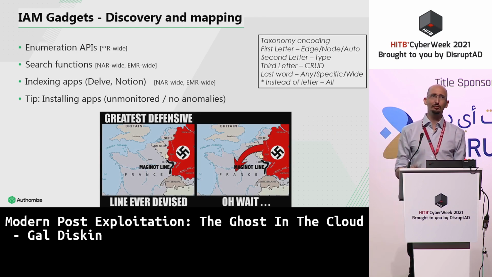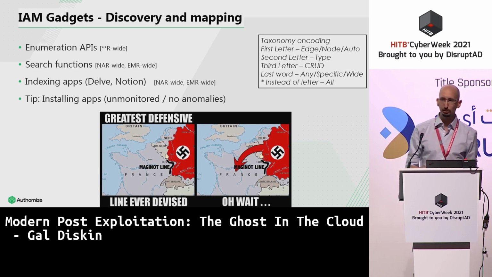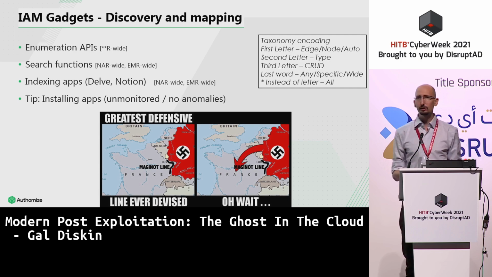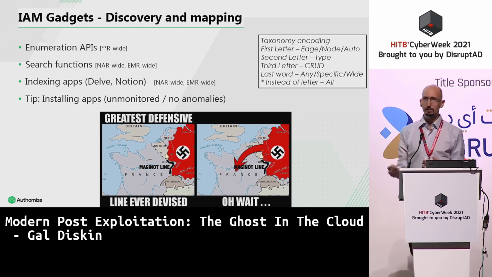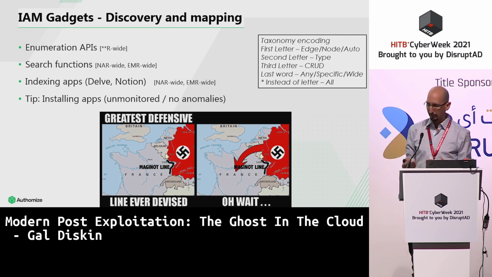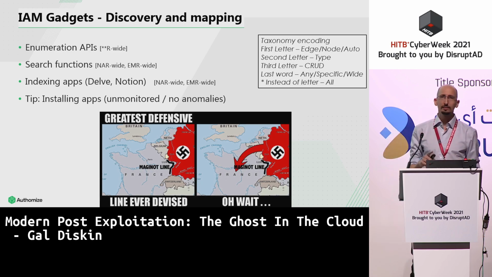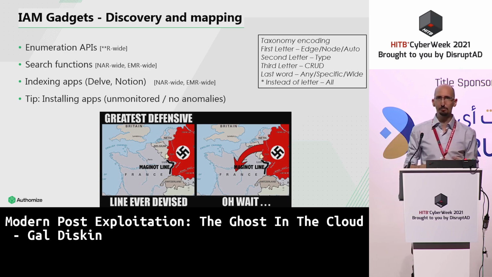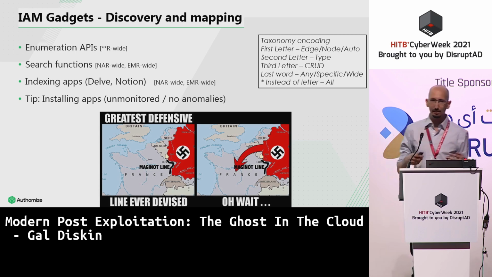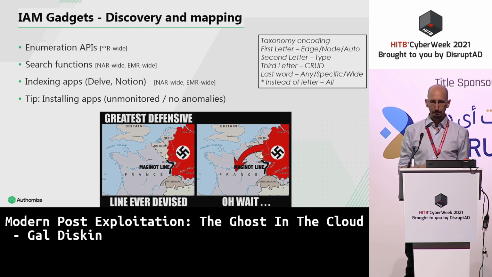So to take this and try to map this to the MITRE ATT&CK and the more traditional approaches, when we look at discovery and mapping, I'm trying to take any attack here and give it a sign in the taxonomy that is based on the first letter is the node, edge, or automation. Second letter is the type. For example, a membership edge would be EM. Node of identity would be NI, and so on.